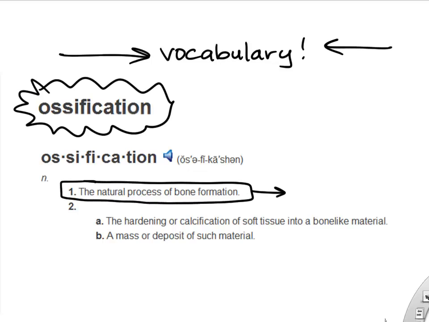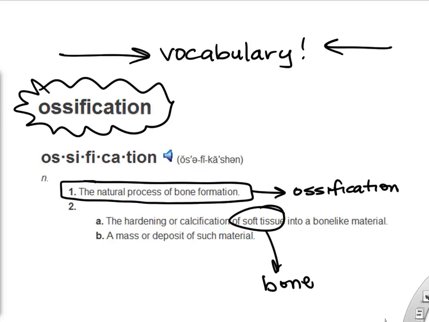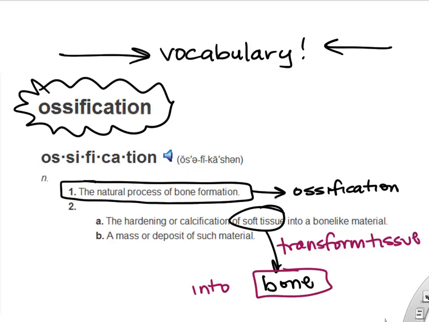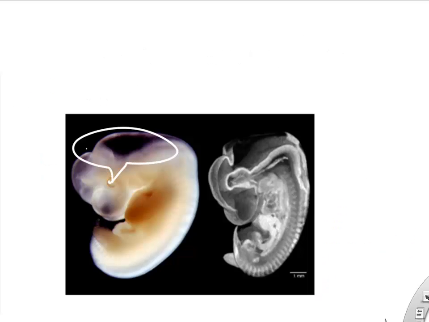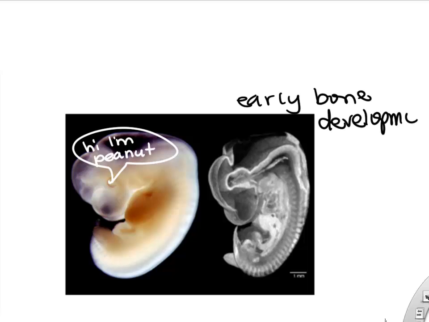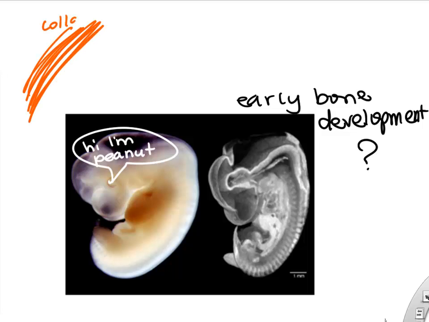A vocabulary word we need to take note of is ossification. Ossification basically is bone formation, and it usually involves transformation of one tissue type into bone. And so we'll talk a little bit about different ways we can get ossification. If you look at a little embryo or an early fetus, you can see that your bones will form very early. So I wanted to talk a little bit about how your bones form in development.